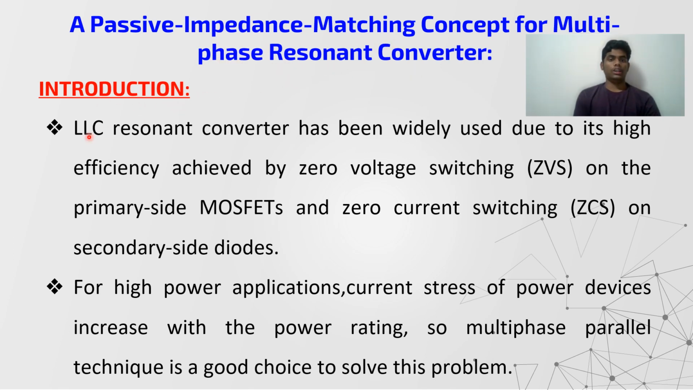Introduction. LLC resonant converter has been widely used due to its high efficiency achieved by zero voltage switching, known as ZVS, on the primary side MOSFETs, and zero current switching, ZCS, on secondary side diodes. For high power applications, current stress of power devices increases with the power rating. So multi-phase parallel technique is a good choice to solve this problem.